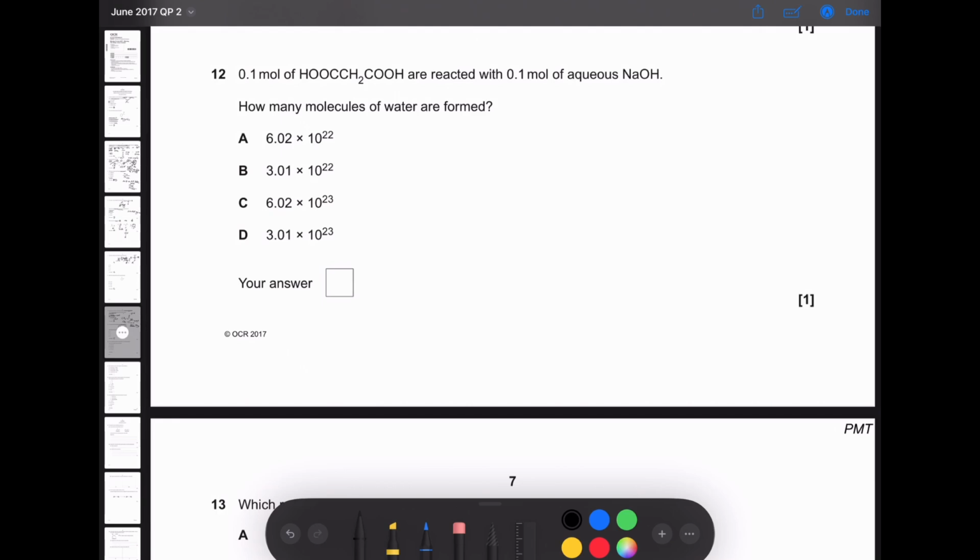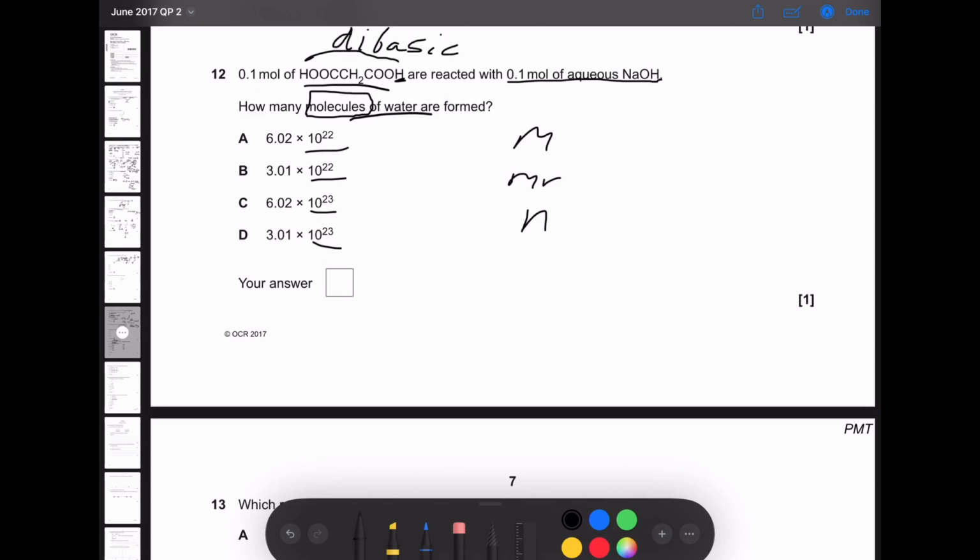0.1 moles of this molecule here are reacted with 0.1 moles of aqueous sodium hydroxide. How many molecules of water are formed? So first of all, we're making molecules, not moles. That explains why all our powers are very high. So we're going to do our M, R, N, and hopefully what you see here is this is a dibasic acid. It's got 2 hydrogens. When it dissociates, it's going to dissociate into 2 hydrogens.